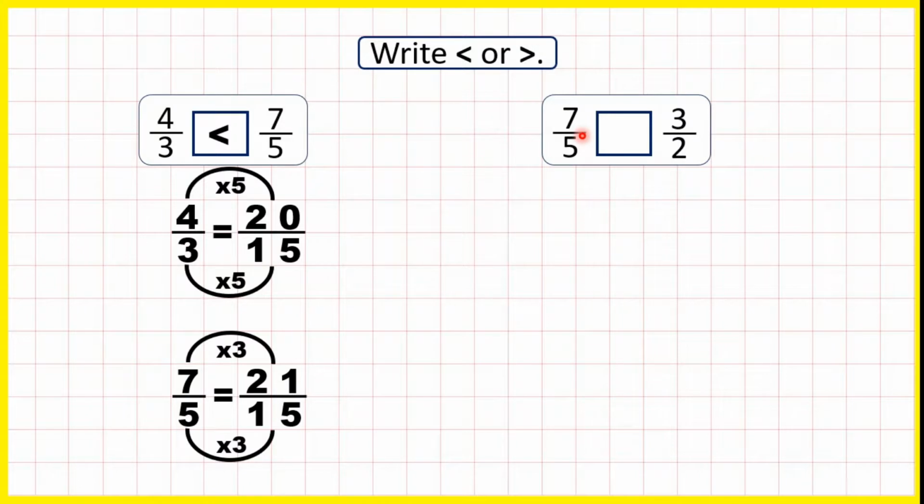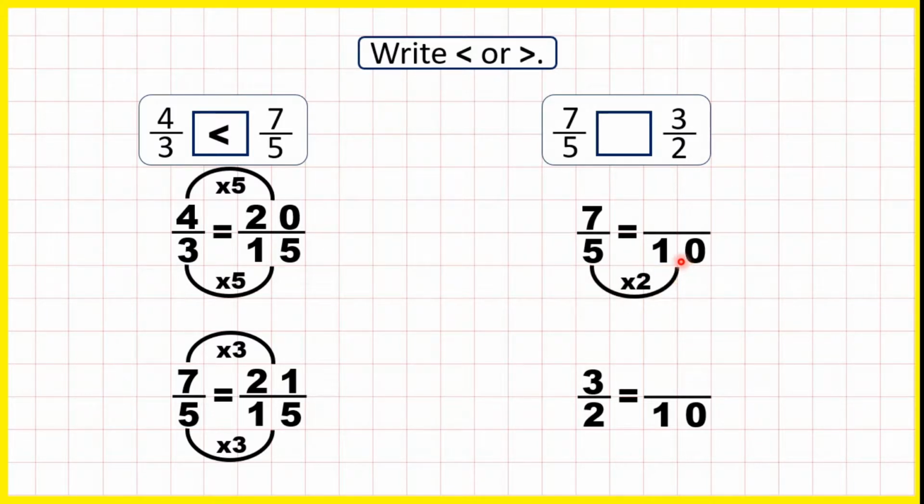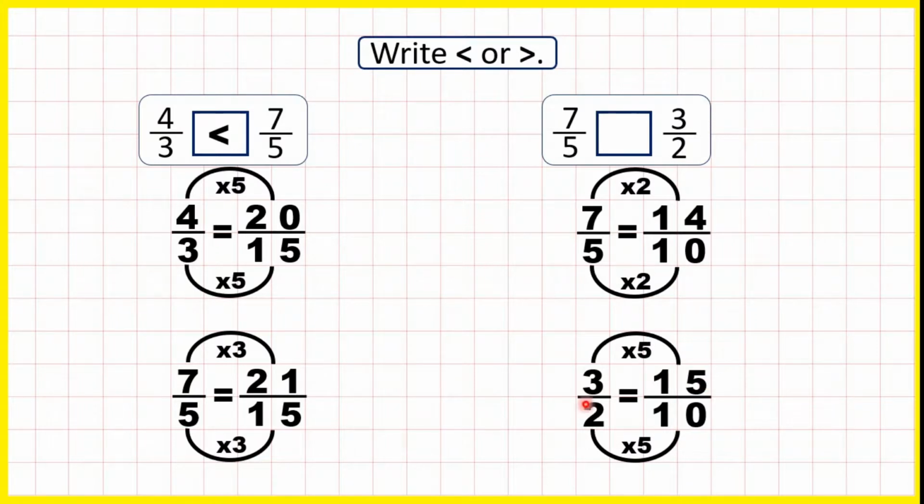Now we're comparing 7/5 and 3/2, but again 5 isn't in the 2 times table, which means we need to find equivalent fractions for both 7/5 and 3/2. Now 10 is in both the 5 and the 2 times tables, so we can find equivalent fractions to 7/5 and to 3/2, which have a denominator of 10. 5 times 2 is 10, 7 times 2 is 14, 2 times 5 is 10, and 3 times 5 is 15. So 3/2 is our larger fraction.